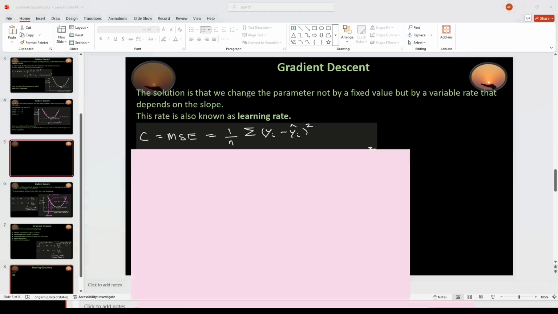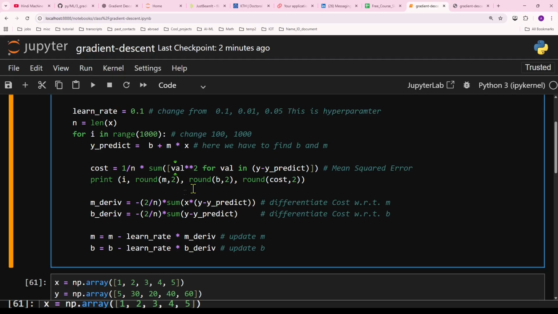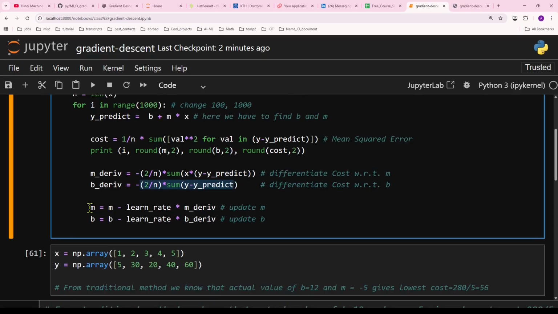Okay, coming back to this. So I calculated this right here. This is what this one does. And likewise, I'm calculating the b derivative. That's my answer. And then I update my value of m.